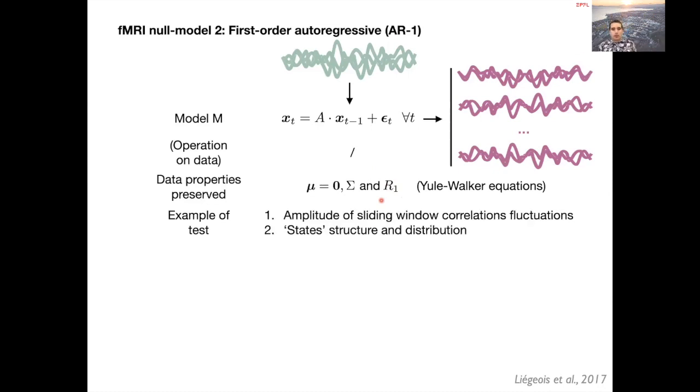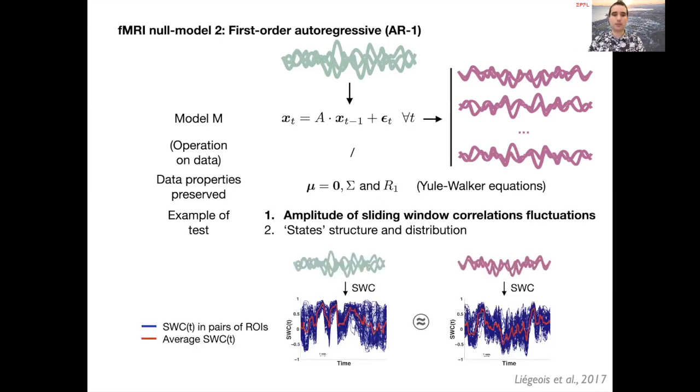What are examples of useful tests that we could have here? Well, first we could explore the amplitude of sliding window correlation fluctuations. That's what's being done in several studies. We could also compare the distribution of state transition patterns between original and surrogate data, etc.